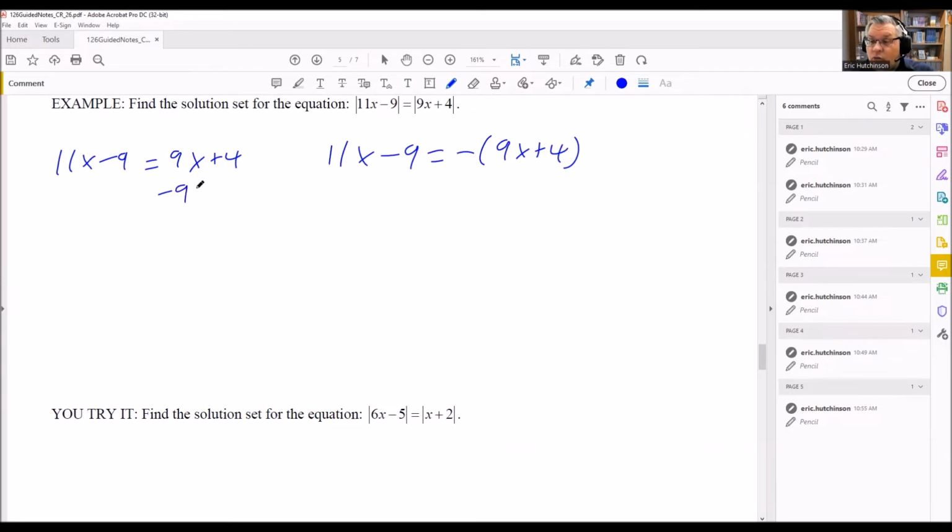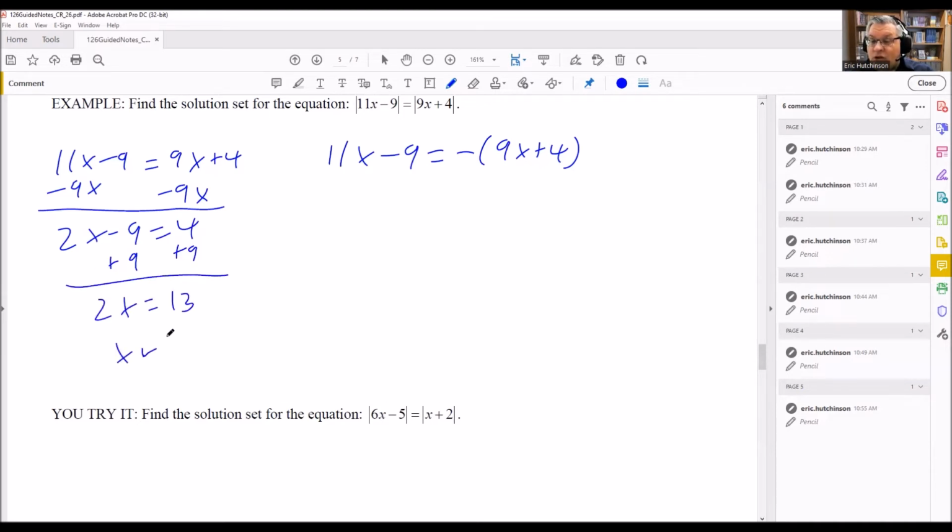Okay, so this one I would want to subtract 9x from both sides, trying to get all the x's on the left-hand side there. Now we're going to add 9 to both sides. 2x is equal to 13. If you divide both sides by 2, then you're going to get 13/2 as your first solution.